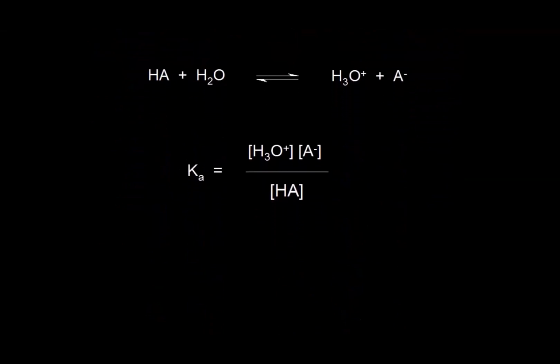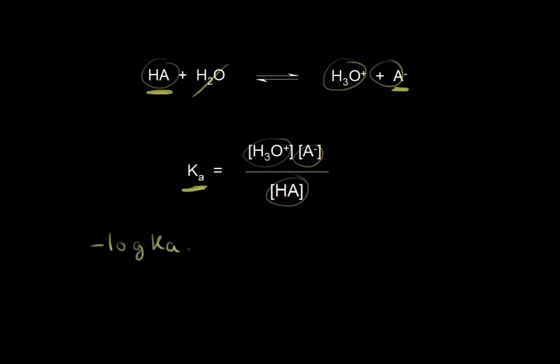So we know that in a buffer, we have substantial amounts of HA and A minus present. And so we have this reaction at equilibrium. So for our equilibrium expression, concentration of products over concentration of reactants, once again leaving water out. Let's take the negative log of both sides of this. So we're going to take the negative log of Ka, and the negative log of all of this, which would be equal to the negative log of all of that.